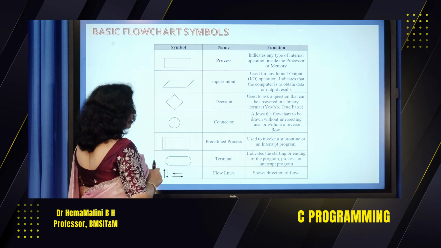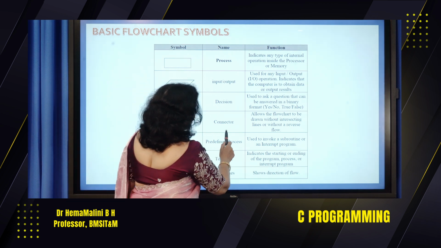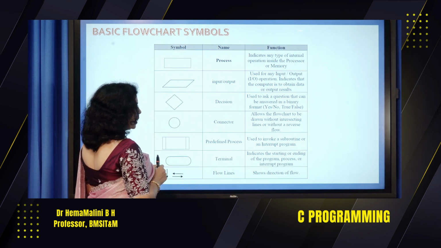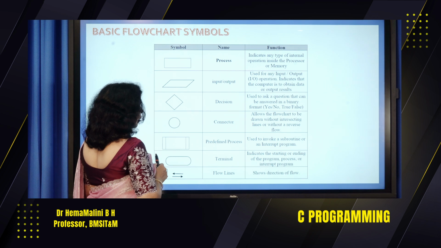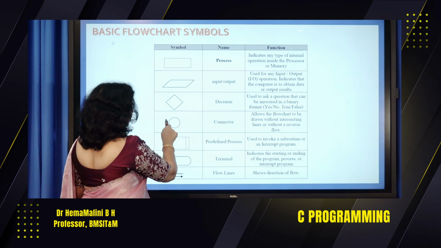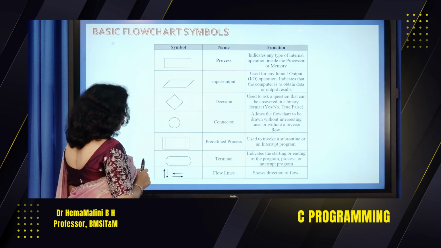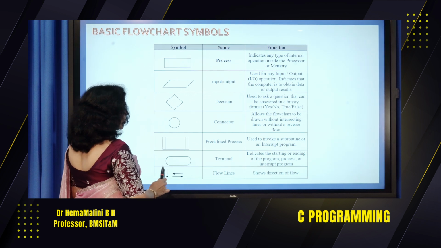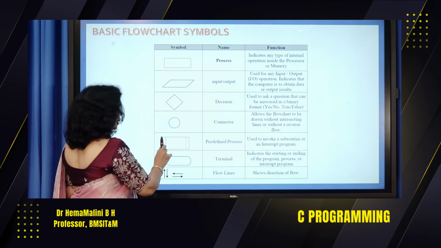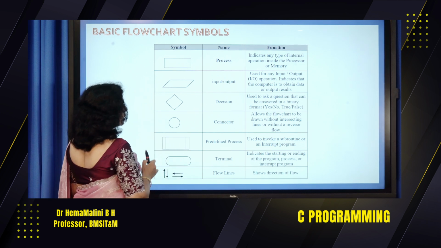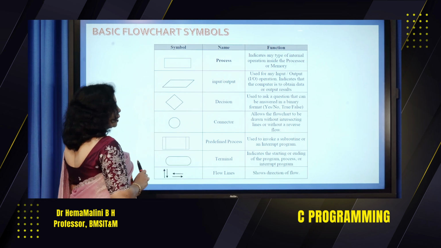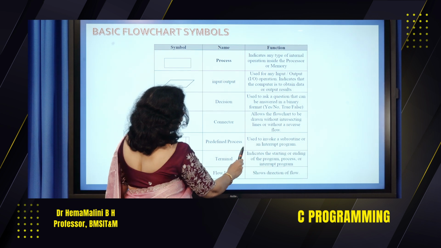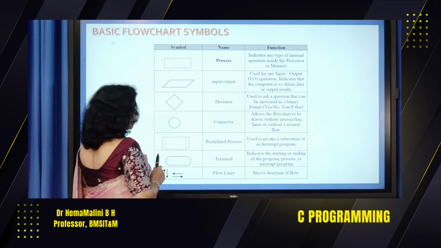And the circle is a connector. It allows the flowchart to be drawn without intersecting lines or without a reverse flow. So it is going to connect the control flow. This represents the predefined process, that is a rectangle with two lines in it. A predefined process can be a function used to invoke a subroutine or an interrupt program.